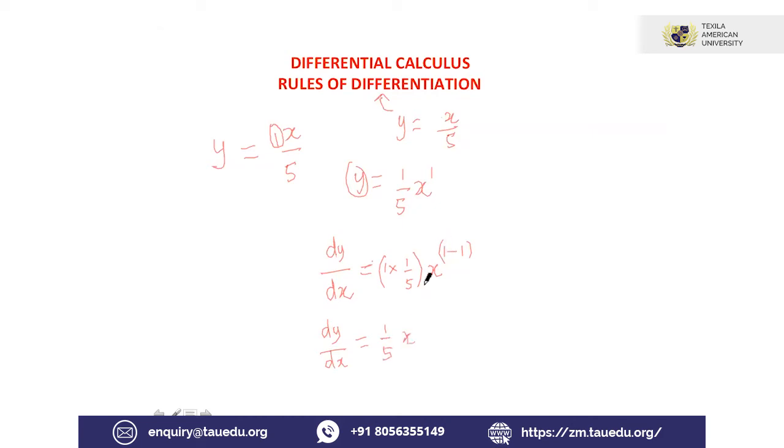Then 1 minus 1 is 0. So see that. Now we are able to say that dy over dx is equal to 1 over 5 times what? 1. Remember I told you that any variable or number that has a power of 0, the result is 1. So x to the power of 0 is 1. So 1 times 1 over 5 will give us 1 over 5.